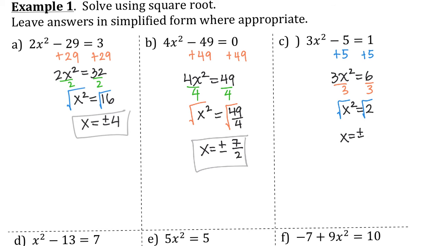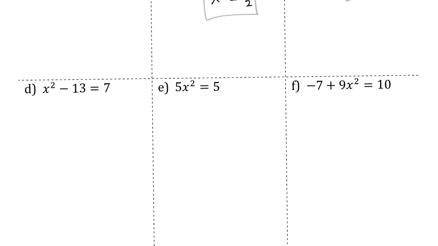Okay, positive, negative. The square root of 2 is irrational, so I'm going to leave it as positive square root 2, negative square root 2. It's okay to get irrational answers. Okay, x squared minus 13. I'm going to add the 13. Okay, now that the x squared is by itself, I will do square root. And I'm going to get a positive and a negative answer because of the squared. Square root 20 is irrational. Does it simplify? Well, I could do 4 and 5, so I can make it positive and negative 2 square root 5, and those are my two answers.